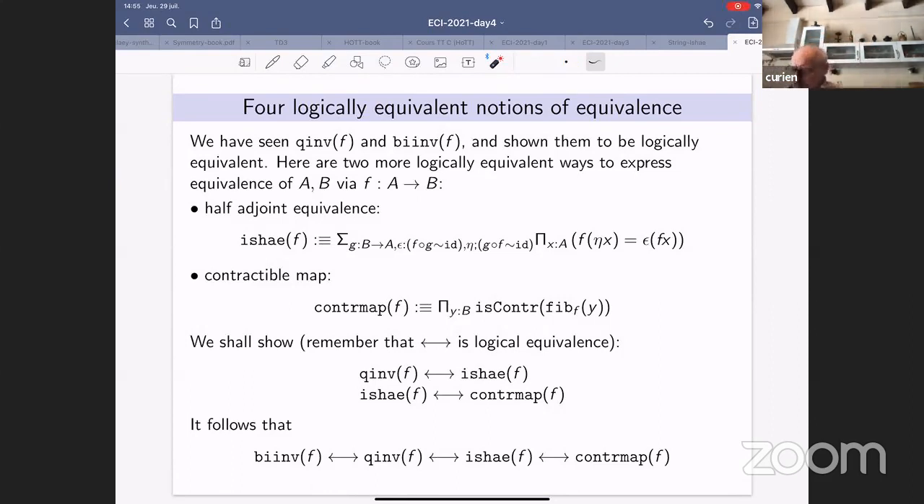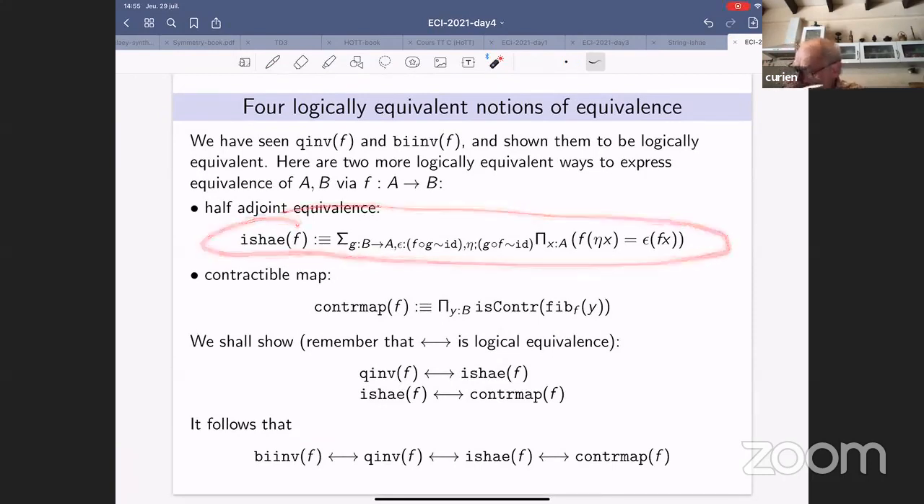And now comes the point where we were more or less yesterday, trying to revisit or to visit more in depth the notion of equivalence. So I gave you two new ways of looking at equivalence. The first one was having a quasi-inverse. The second one was being bi-invertible. In being bi-invertible, I do not insist that the left and right inverse coincide.